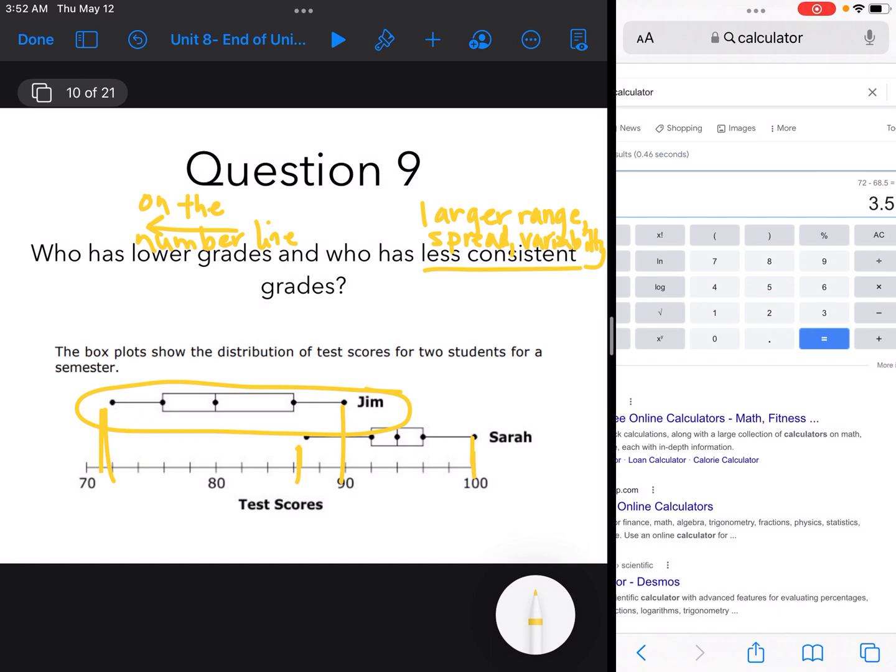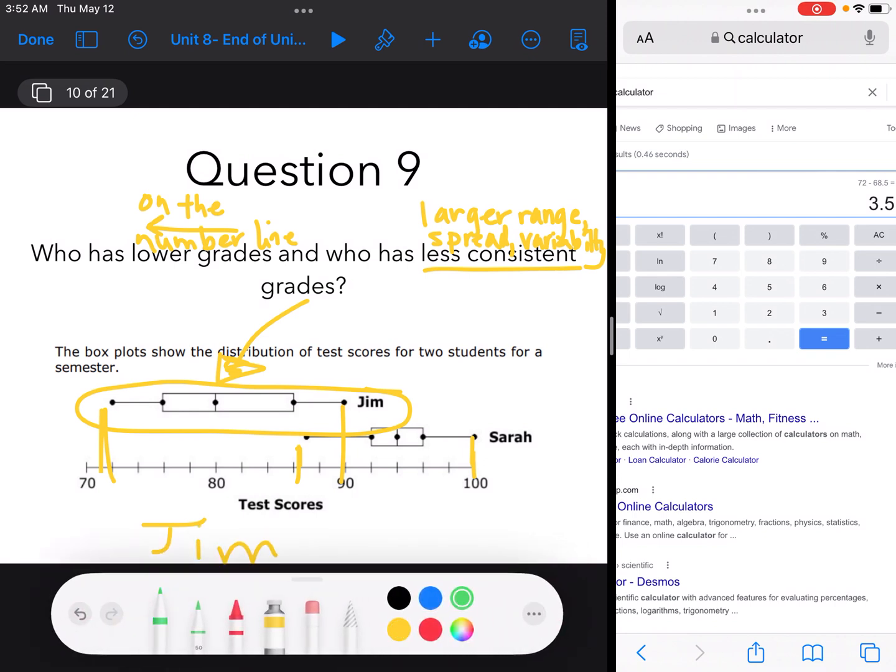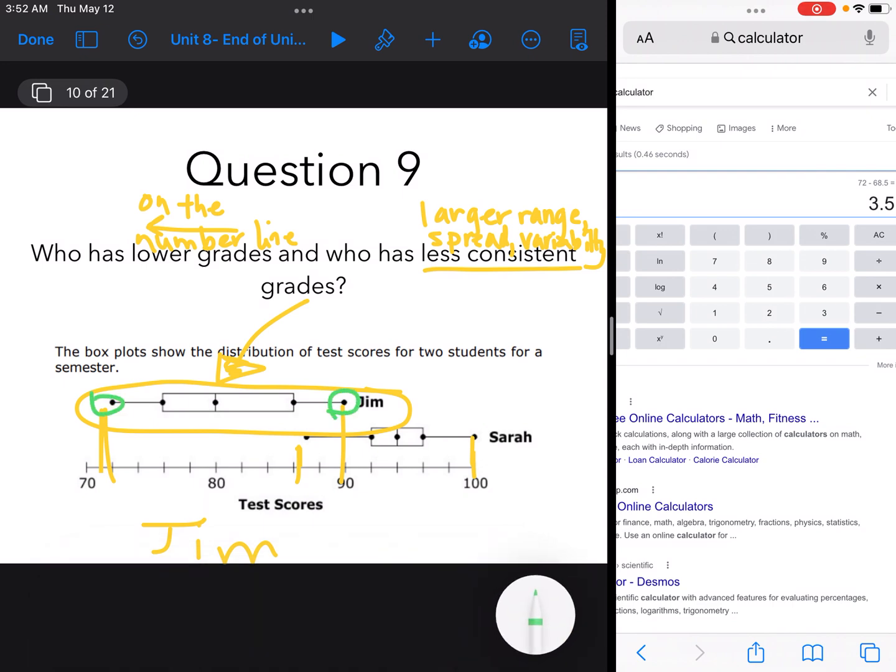And then who has less consistent grades, meaning that the grades are not together, they're further apart, so they have a bigger range? Well, Jim has the larger range, so that would be Jim. And I find the range by subtracting my maximum and my minimum.